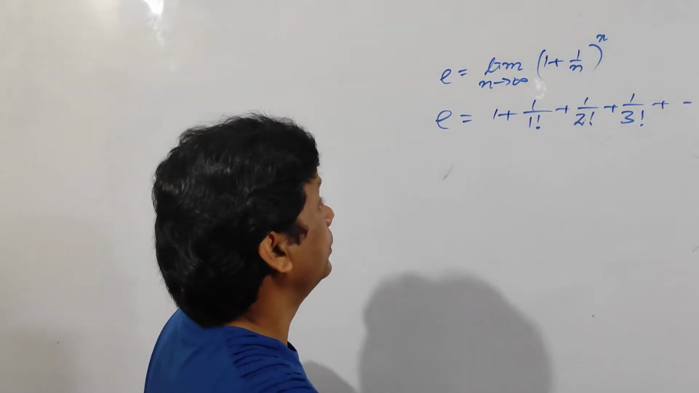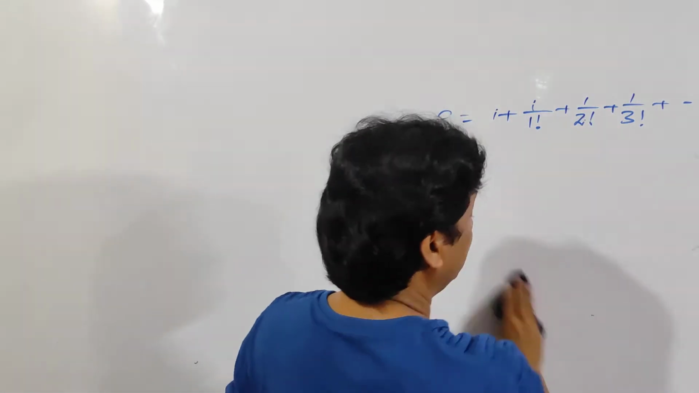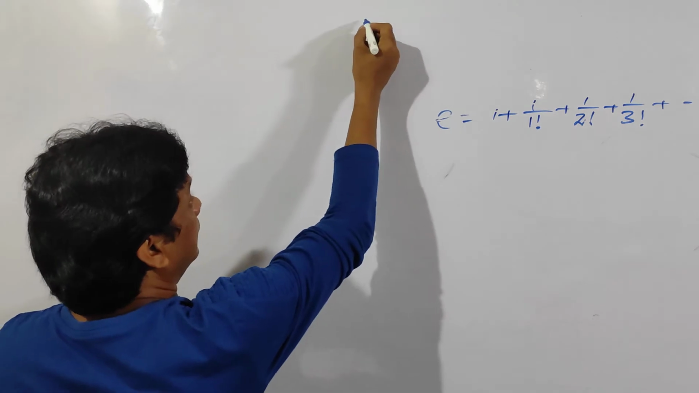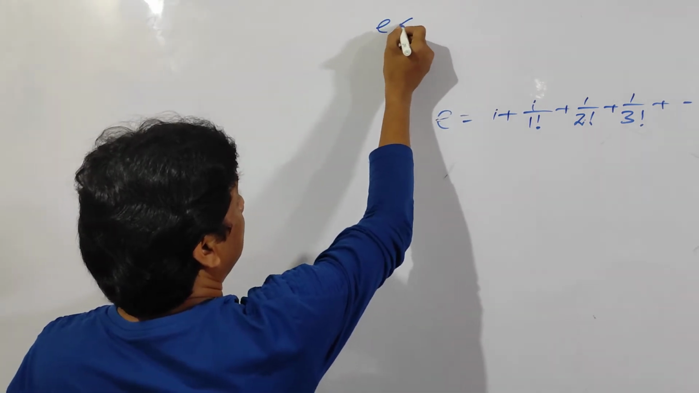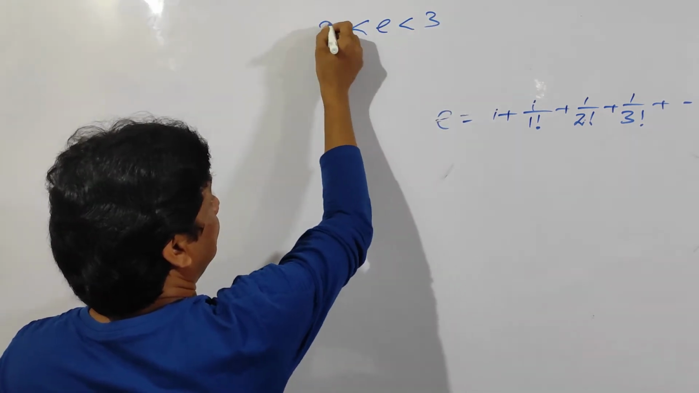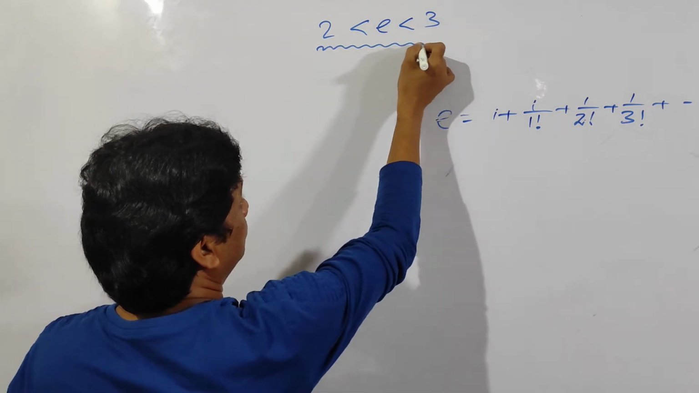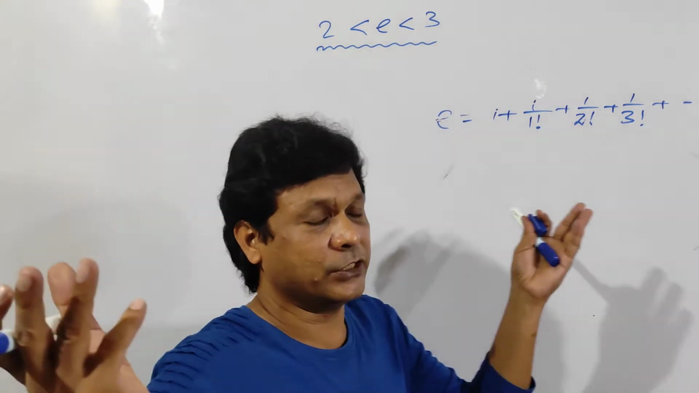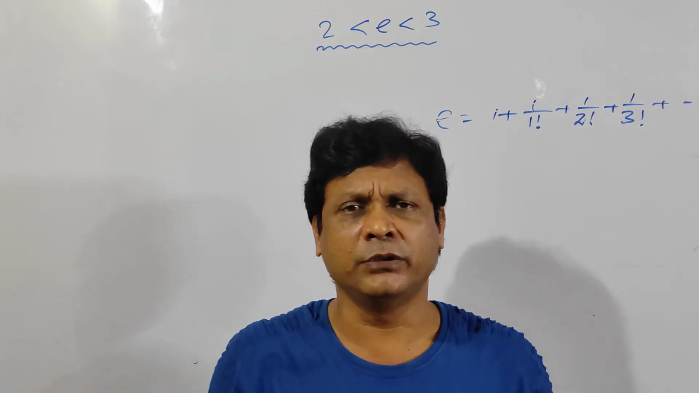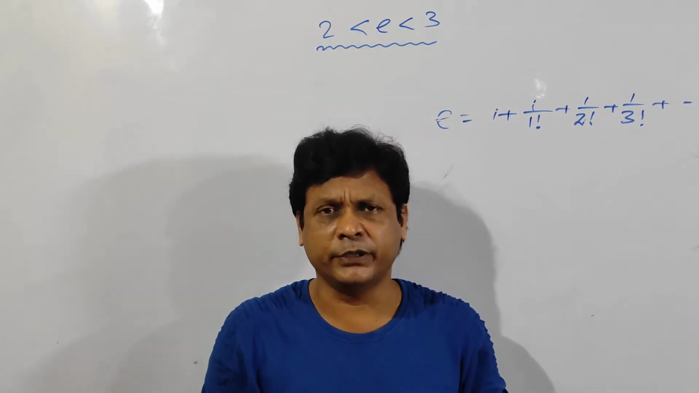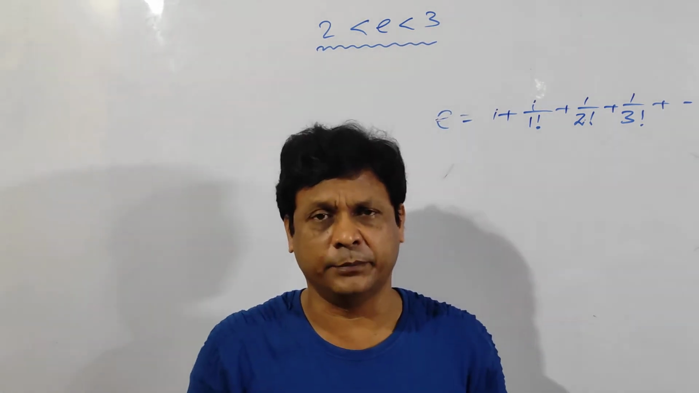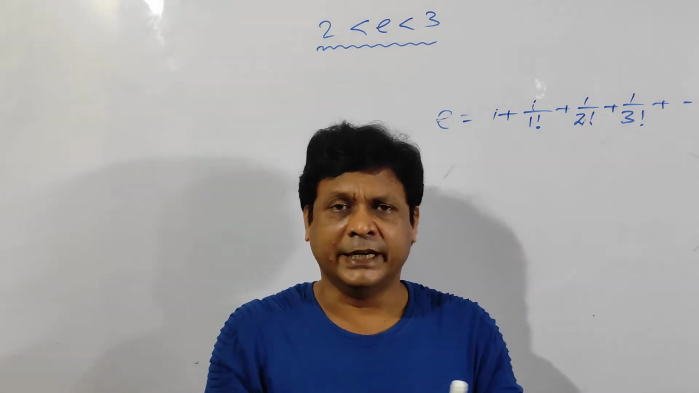So today I will prove that the value of e is less than 3 and greater than 2. This one I will prove, and the proof is very interesting. All of you will say that the value of e is 2.71, that means it lies between 2 and 3. See here.